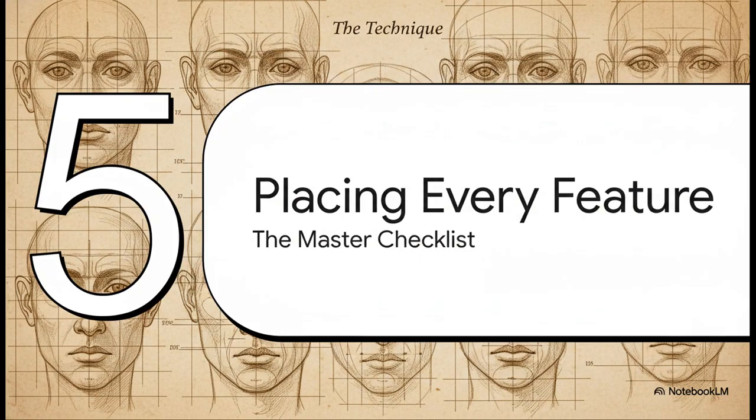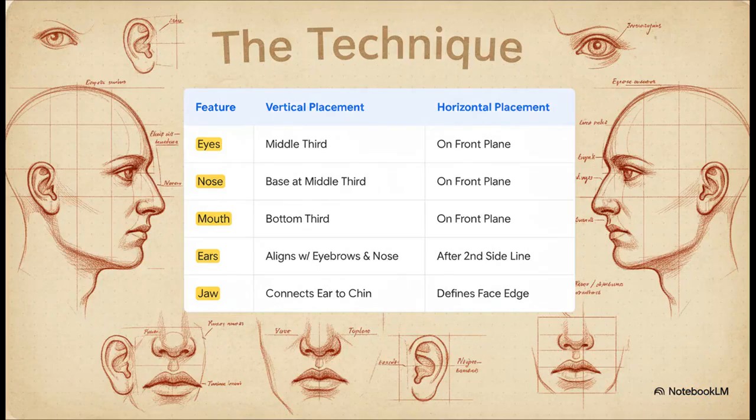All right, we've done the hard work. We've constructed our grids for every angle. Now comes the payoff. We're going to use this scaffolding to place every single feature with pinpoint precision. This is where it all comes together. And here it is, the master checklist. So let's use it. Look at the eyes. Vertically, they're right there in the middle third. Horizontally, they stay on the front plane. The nose? Its base sits exactly on the bottom line of that same middle third.